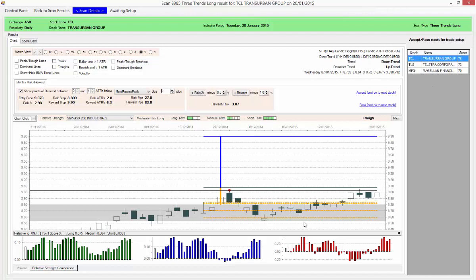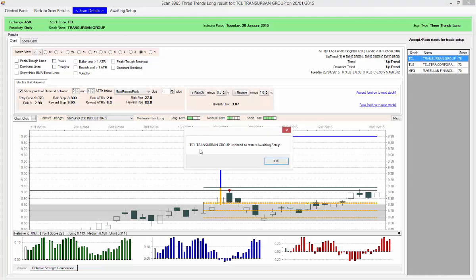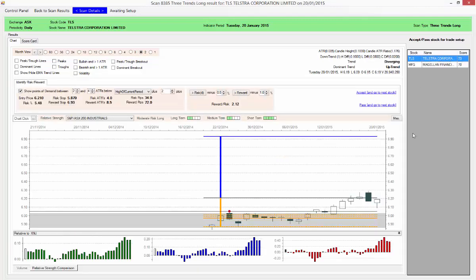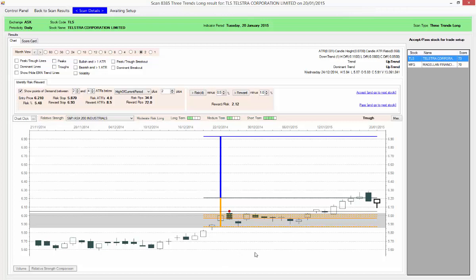So if you like, the workflow here is to go through the list one by one, removing them from this list and putting ones that are acceptable to go to the next stage, which is the awaiting setup. So let's do that, accept and go to next stock. TCL Transurban Group updated to status awaiting setup. Great. Click OK. And along comes Telstra Corporation. And again, the same discussion can be had about this stock and why it might be a suitable stock to pick for the market entry point at the start of opening of the market.